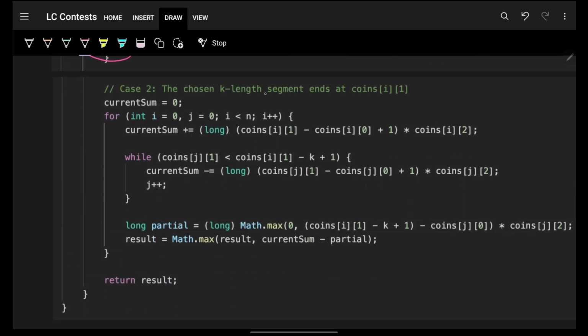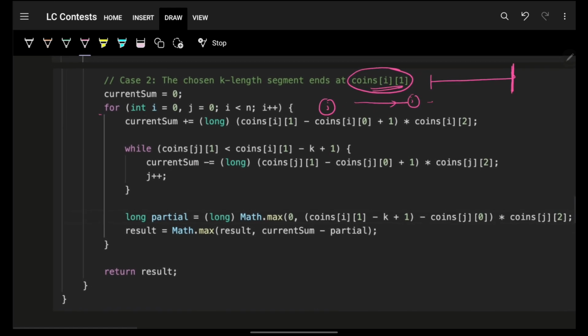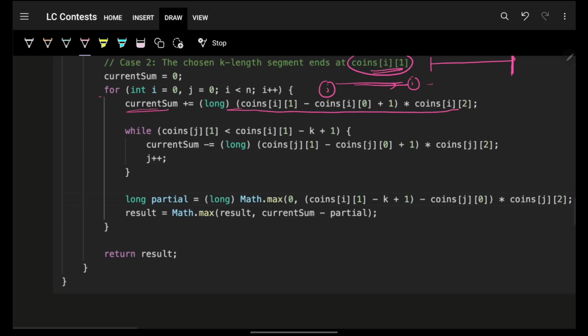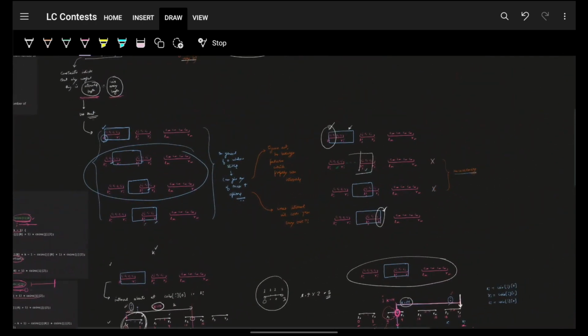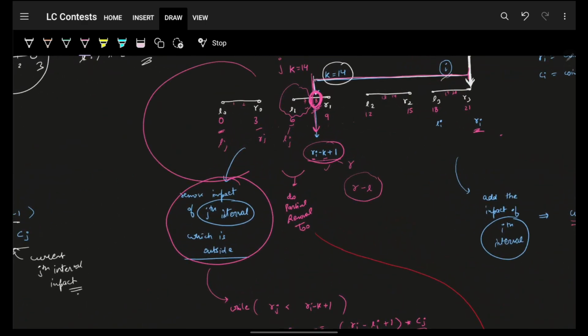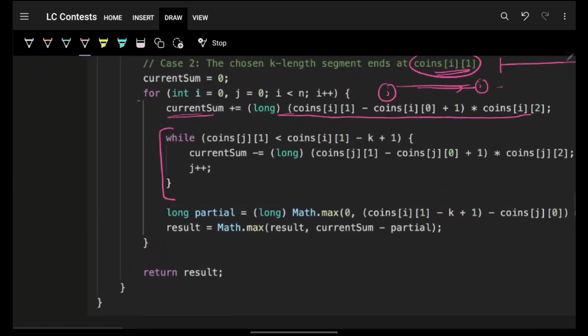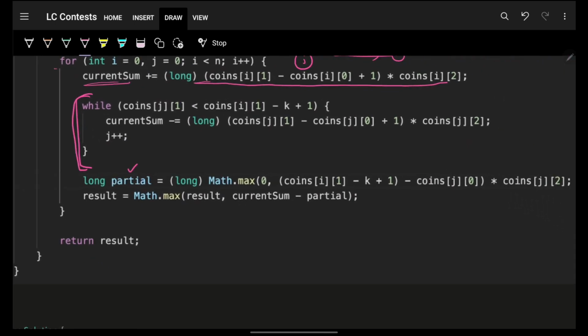Same way for any segment, when I know that my sliding window will end at an interval I, I will simply say that here my I will be expanding my window and j will be shrinking my window. So for the current window, which has the value current sum, I will first incorporate the ith interval. Then I will remove all the j intervals which are before, right? Here I'm simply removing all the intervals which are before this point, getting the partial interval, which I also have to remove, and simply removing the partial interval also.